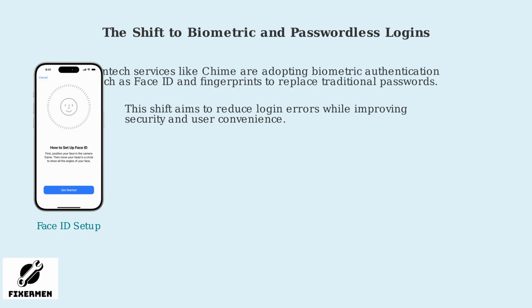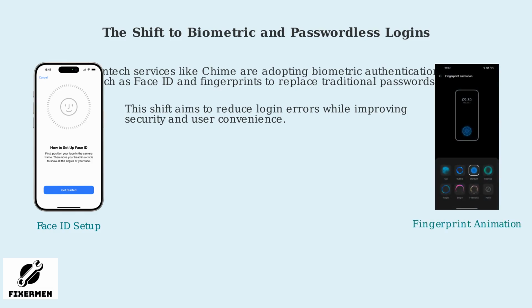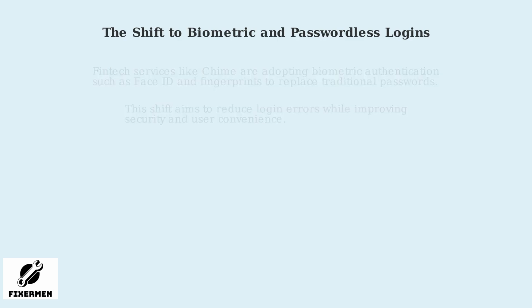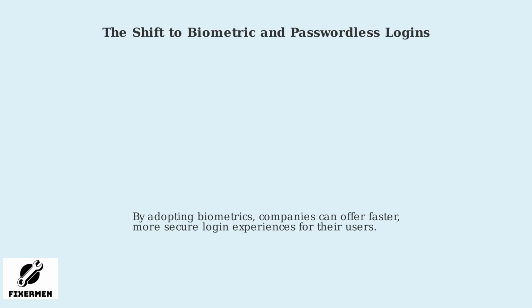For example, Face ID on iOS devices requires users to position their face within the camera frame and complete a circular motion to set up facial recognition. This creates a secure, passwordless login method. Similarly, fingerprint authentication can include animated feedback, such as the Stardust effect shown here, making the login process more engaging and confirming successful verification. This trend towards biometric logins is expected to become more widespread in fintech applications, offering users a seamless and secure way to access their accounts without the frustrations of traditional password systems.